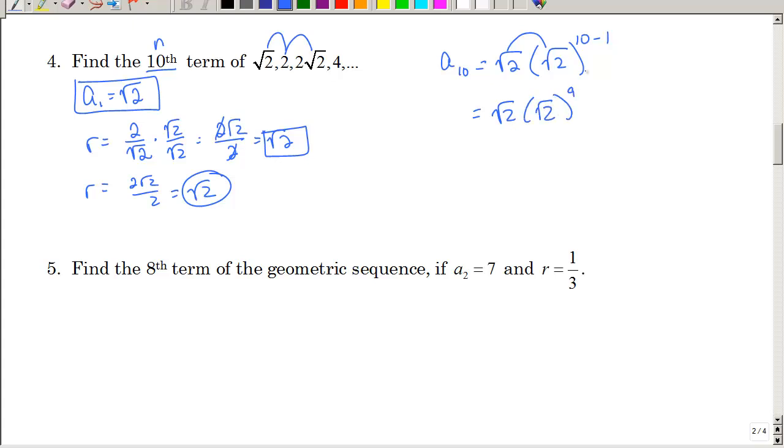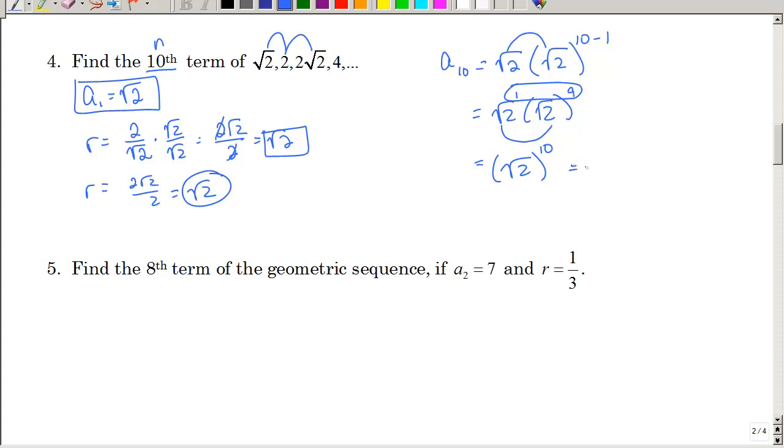Now yes, you could pull up the calculator, but it's going to give you a decimal. I don't want a decimal. Let's figure out what that means. Remember, this is to the first power. That's the same base, so the rules of exponents say you can keep the base and add those exponents. So 1 plus 9 is 10.